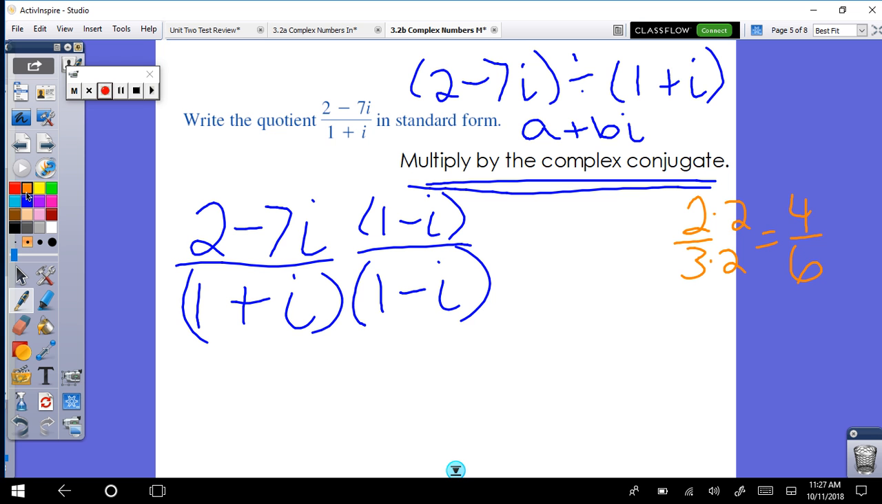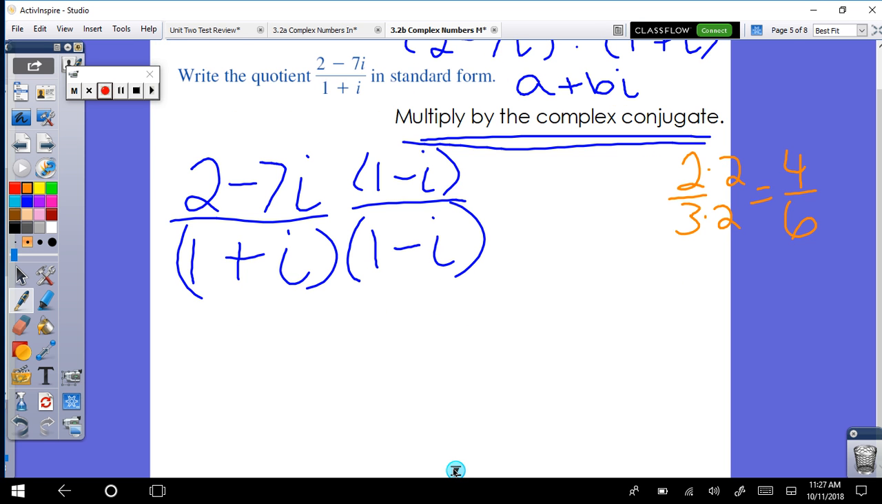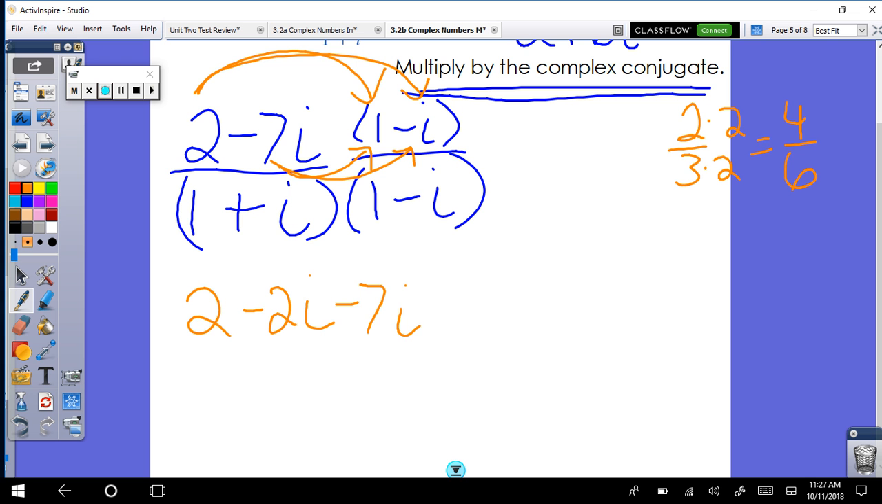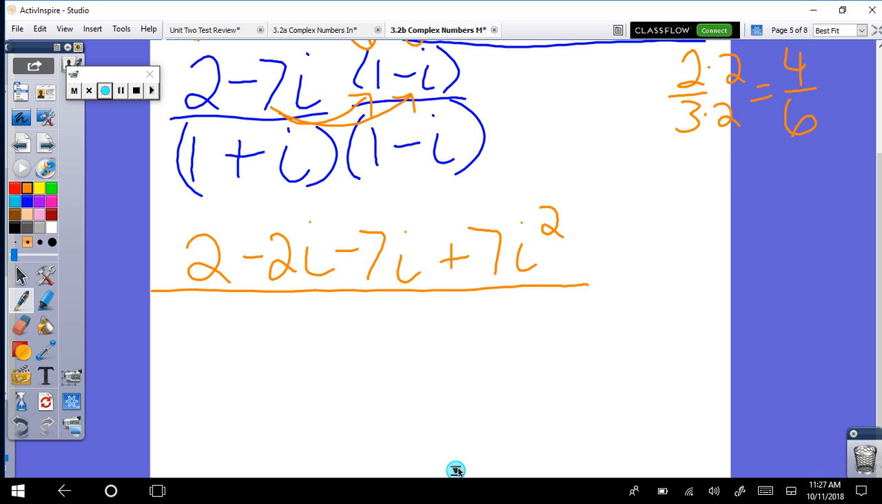So I'm going to FOIL just to save a little bit of time here. And again, you could use the box and draw the 2 by 2 box, but I'm going to FOIL. So 2 times 1 is 2. 2 times negative I is negative 2I. Negative 7I times 1 is negative 7I. And negative 7 times negative 1 will be positive 7. And I times I is I squared. So that's the top. I will have to reduce that, but I'm going to do the bottom now as well.